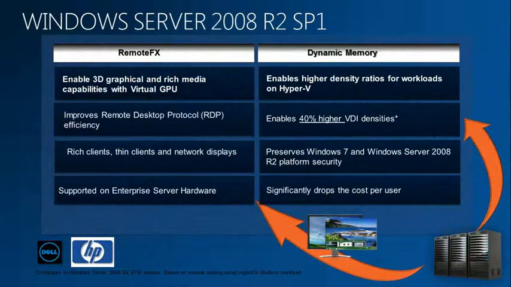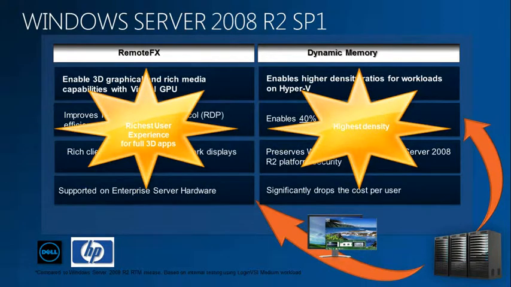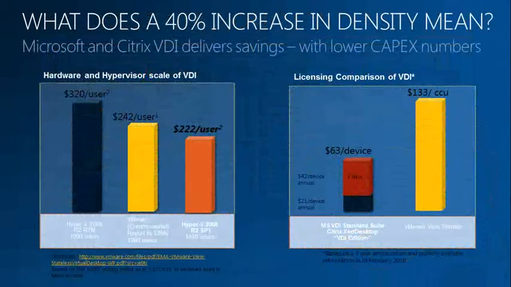So again, these are some of the new capabilities. We have higher density virtual machines that we can do now with dynamic memory, and a rich user experience with full 3D graphics capabilities with RemoteFX and Windows 7. So what does higher density really mean? This means more virtual machines on the same physical server.